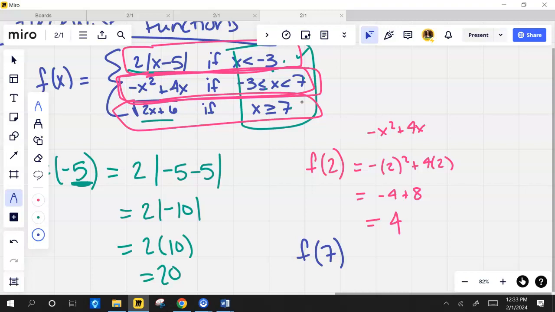The middle one. All right, f of 7, try it. Ready, set, go. Don't blurt it out when you get it.